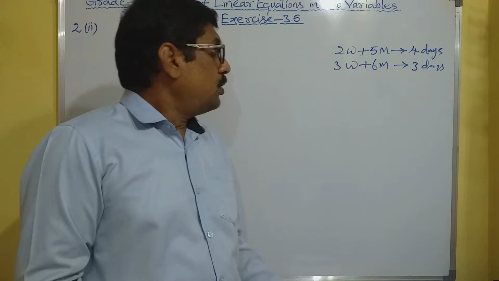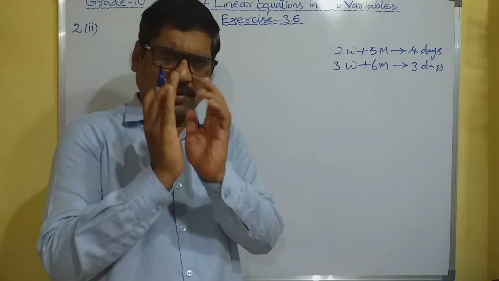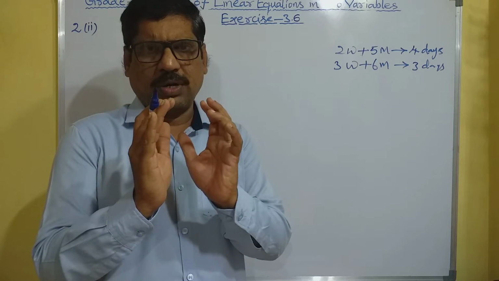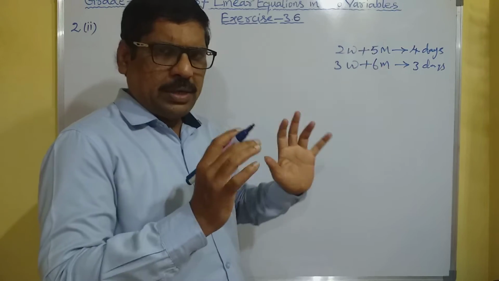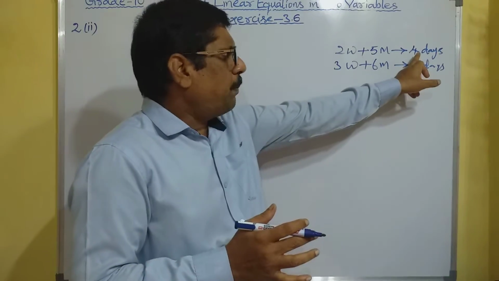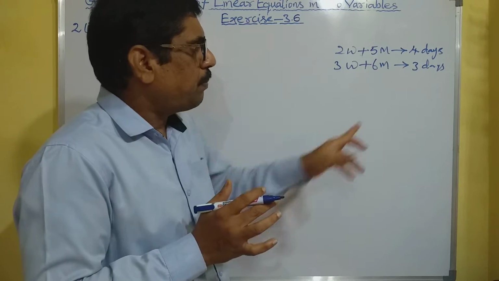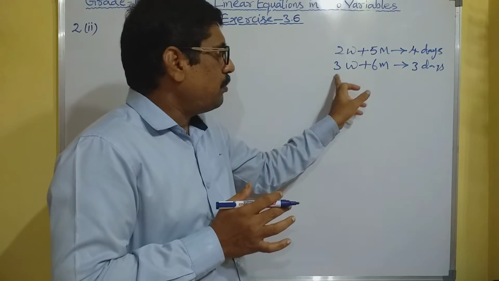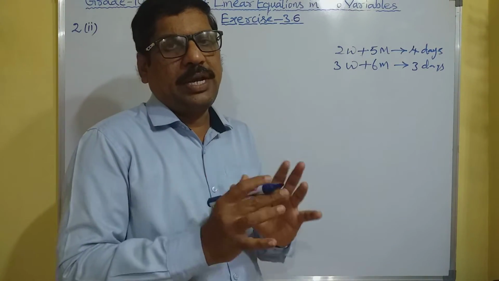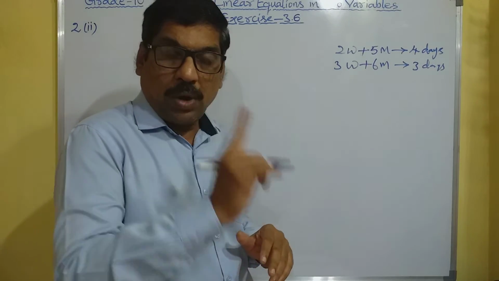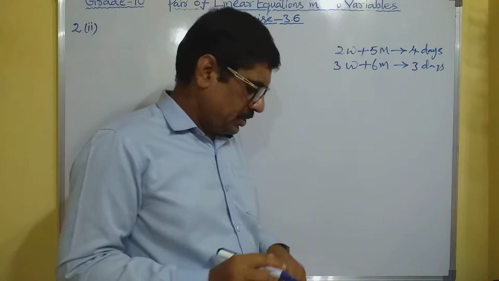Okay, here, whatever the work it is, we have to consider it as one. A part of work is one. So two women and five men together, they could complete the total work in 4 days. The same work can be completed within 3 days by three women and six men. Okay, here we don't know how much time it takes to complete the work by one man or one woman. Okay, so let us take the work.